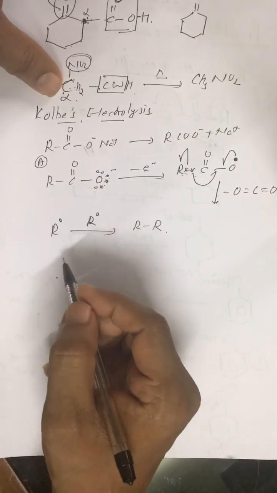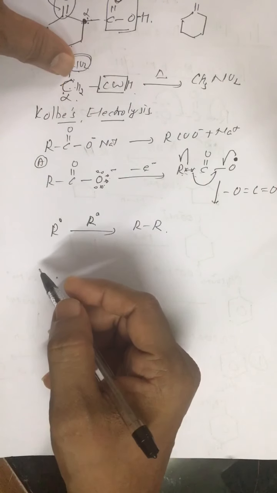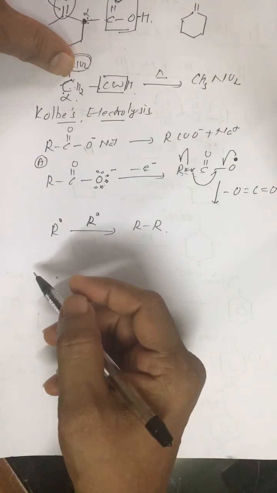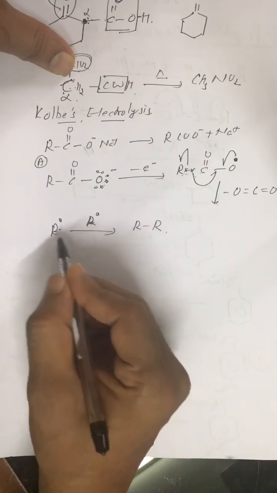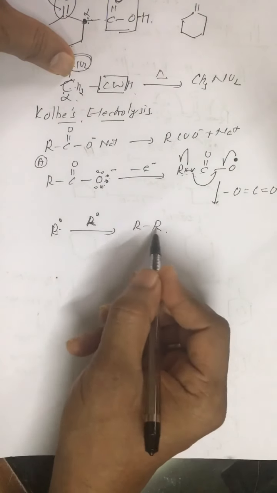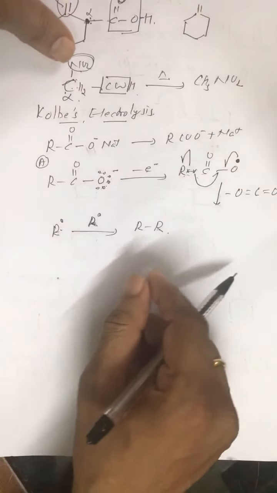So what kind of questions are asked? We cannot prepare methane by this method, because a minimum of 2 alkyl groups combine. So the minimum number of carbons in the alkane produced is 2.